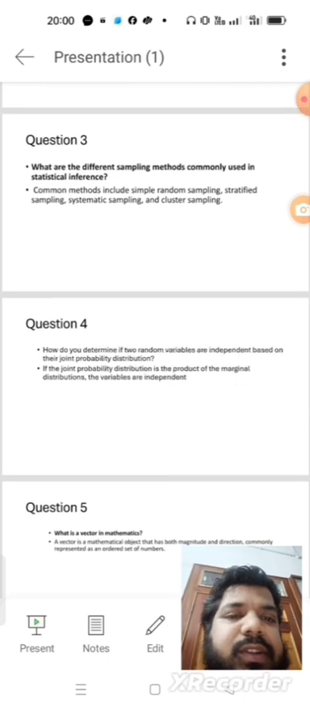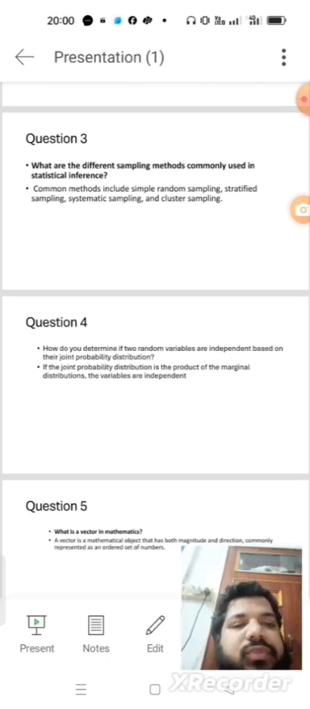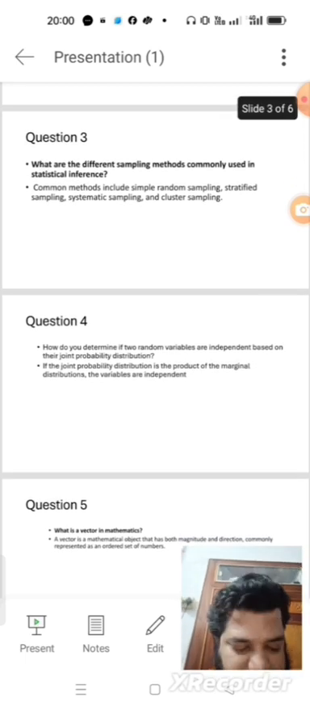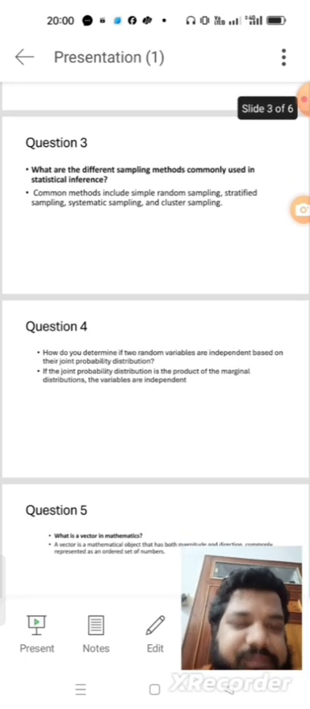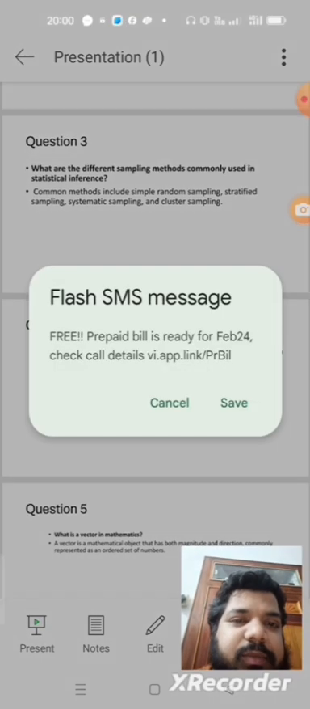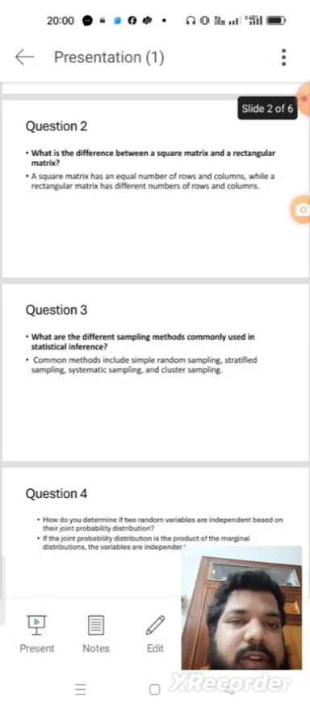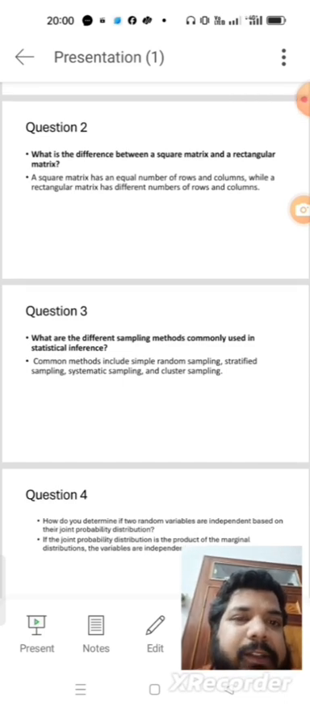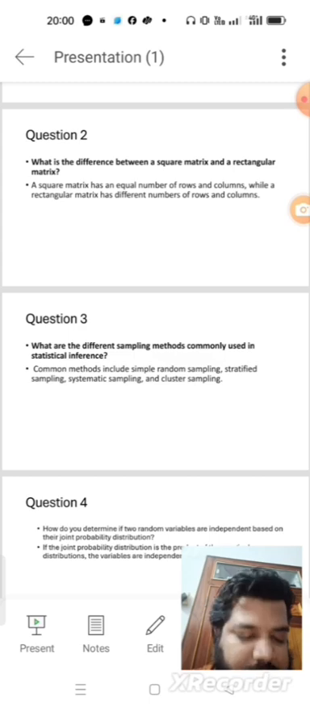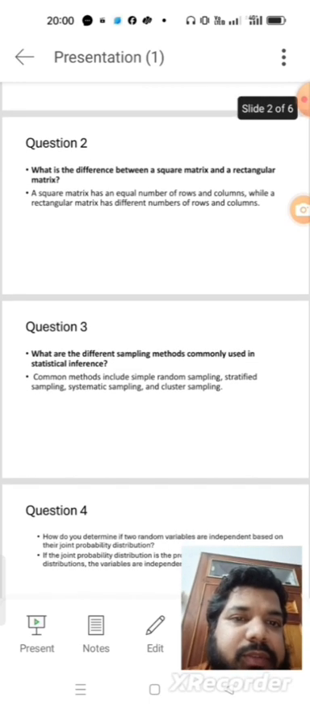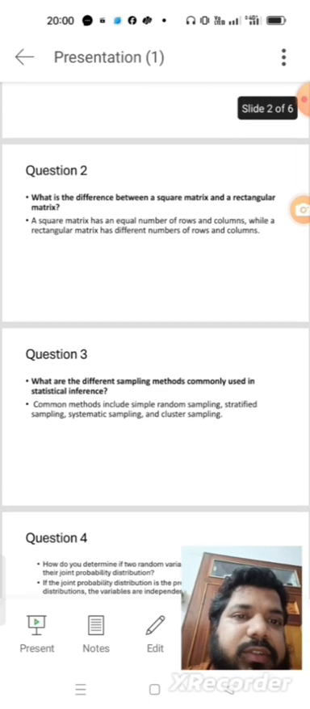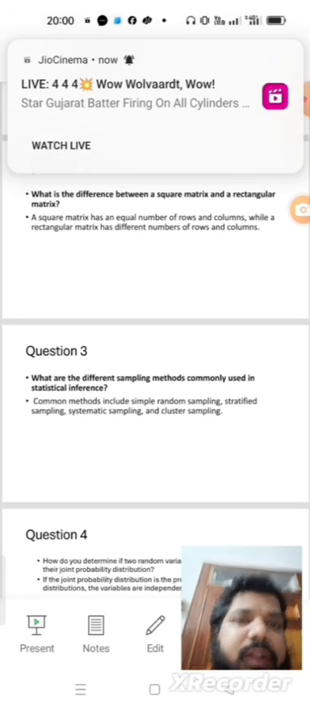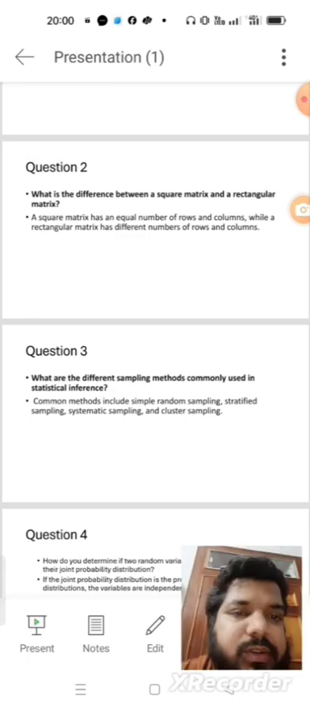Then systematic sampling, suppose we choose students between 1 to 10 and randomly pick a student after every 10th segment, then that is called systematic sampling.